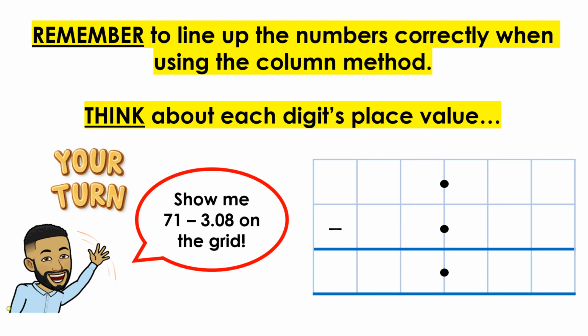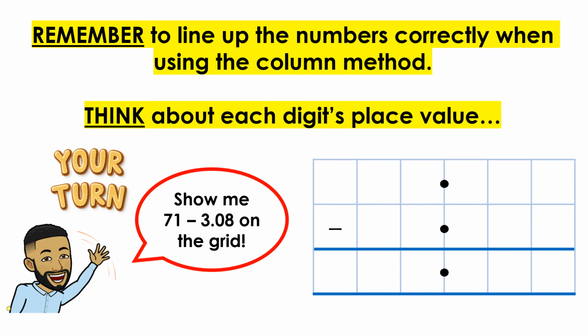So here's another example for you that I want you to have a go at. We have a whole number and a decimal number. I want you to set them out on this grid over here and have a go at working them out. Again, remember to line up the numbers correctly when using column method and think about each digit's place value. So have a go at that now, please. Just pause the video. Right, let's have a look.